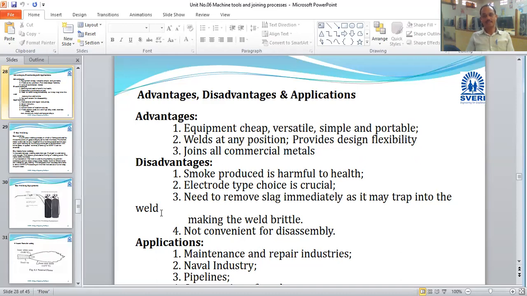Not convenient for disassembly. Assembly means joining two parts and disassembly means removing or separating two parts. Okay. So after welding, it is not easy to separate these two parts as it is.